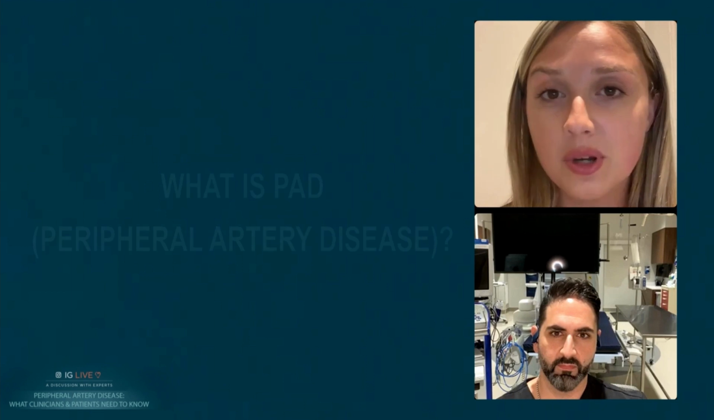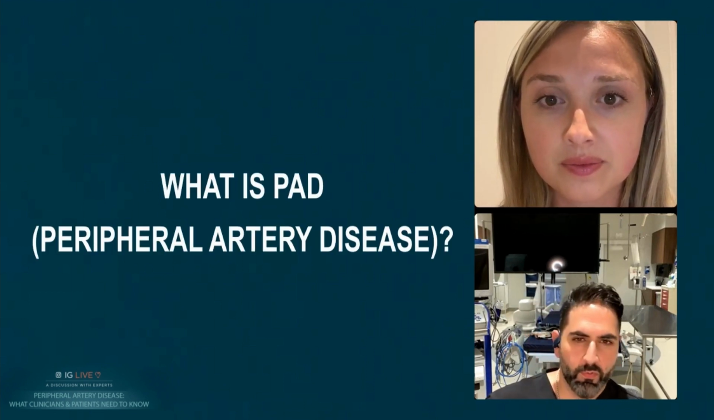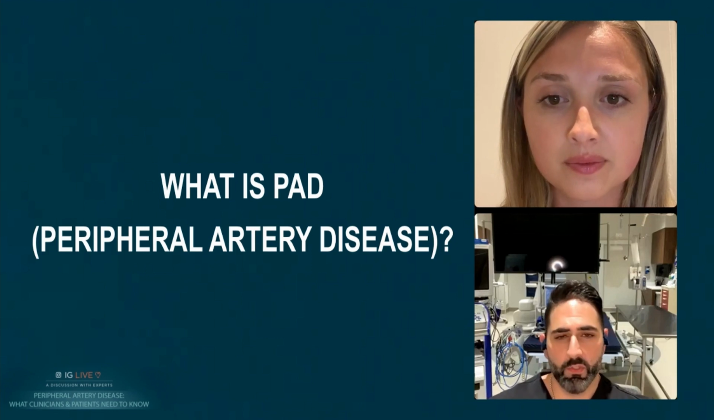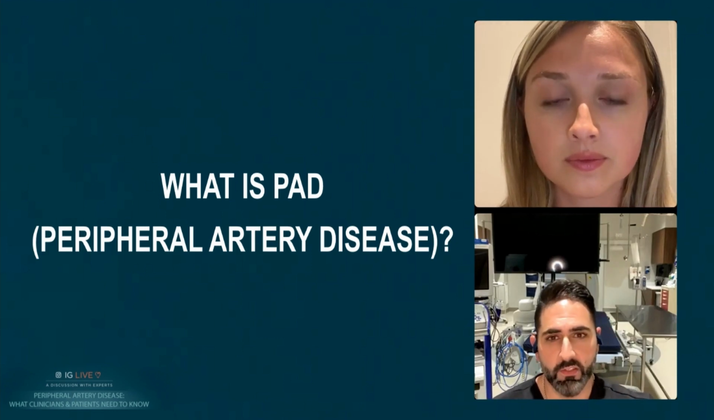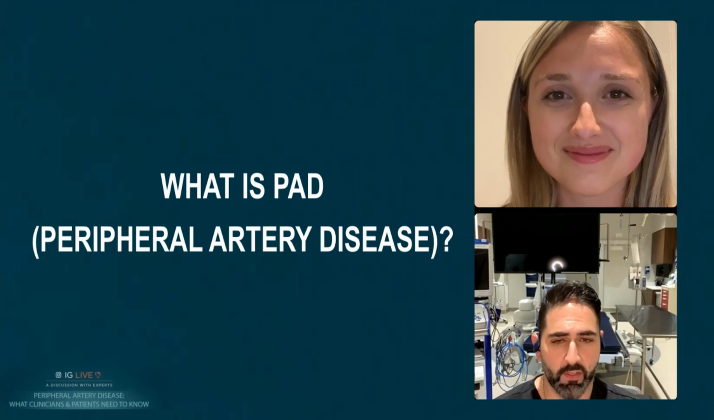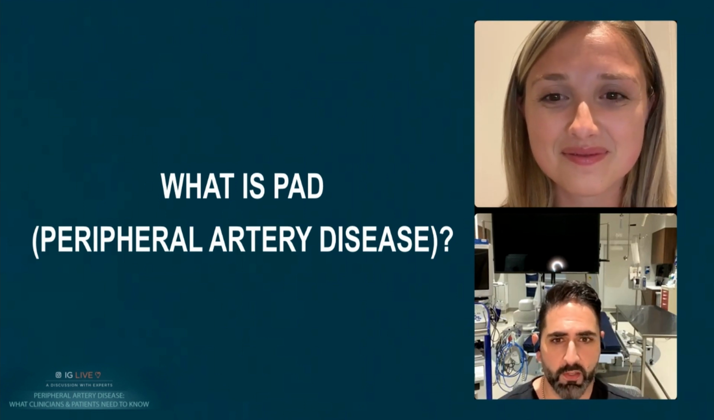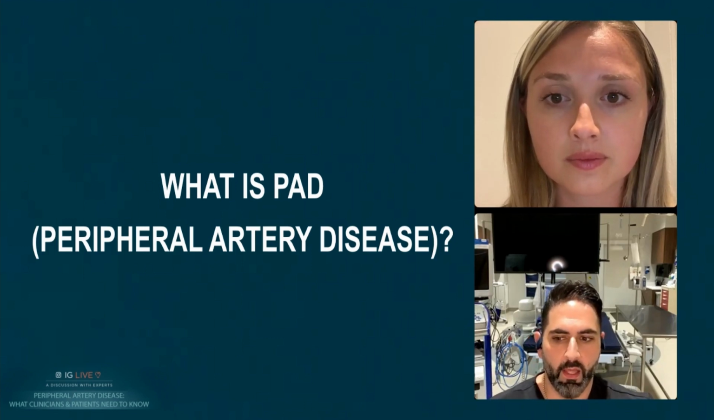To get started, the simple question: what is PAD? PAD, Shannon, stands for Peripheral Arterial Disease, which is the same thing as PVD, Peripheral Vascular Disease. And in medicine, we love to confuse people and use two different acronyms to describe the same disease process. But essentially, it's blockage or atherosclerosis in any of the arteries outside of two areas.